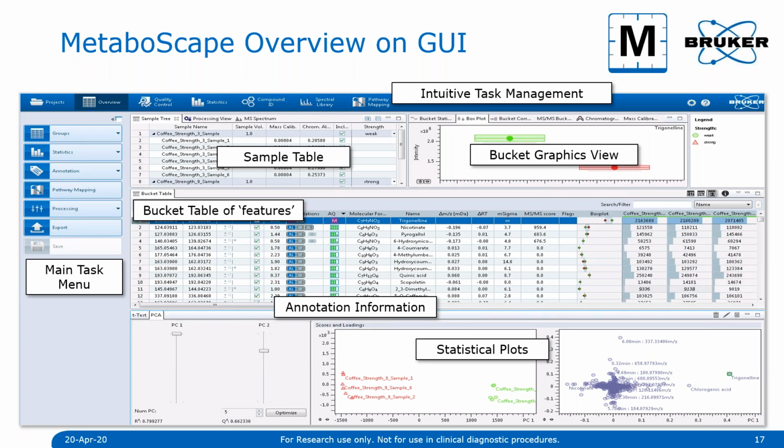This is an overview of the MetaboScape user interface that we're looking at here. On the top, we have a task management bar. It allows you to switch between different operating modes, such as compound identification, library search, and so on. Right below, we're looking at the overview screen. We have a table of analyte samples, a bucket table with annotation for each one of the analytes, or buckets as we refer to them, in the selected sample. And statistical plots showing comparisons between samples on the bottom here.